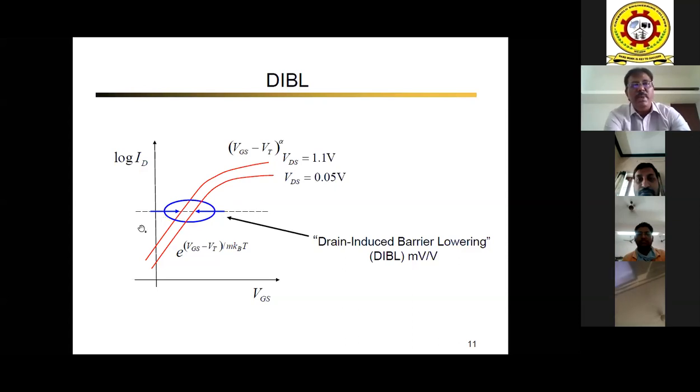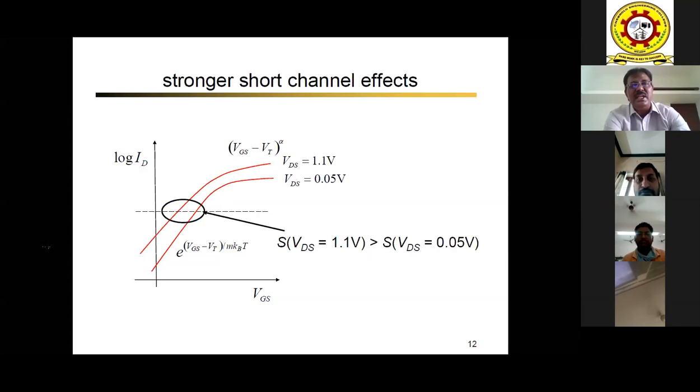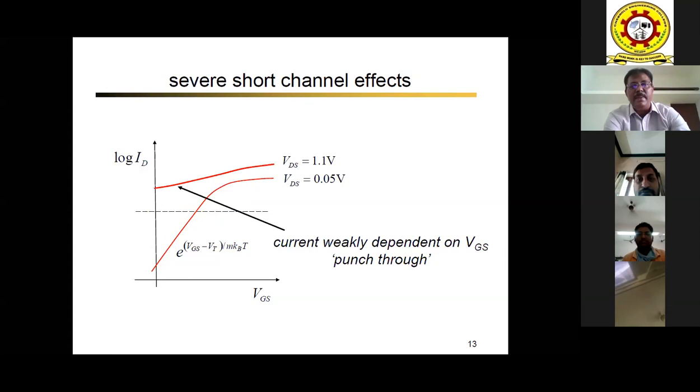They don't remain linear at some stage. This is where your short channel effects become stronger, and it doesn't follow any linear relationship. And this is even more severe, right? And this may be the reason for punch through. Okay, punch through means, what is a punch through? Maybe we see that.